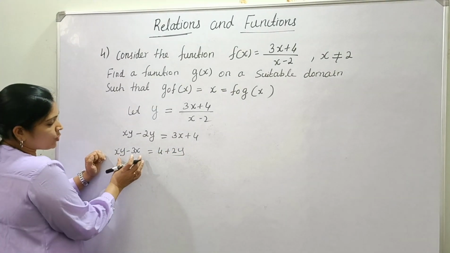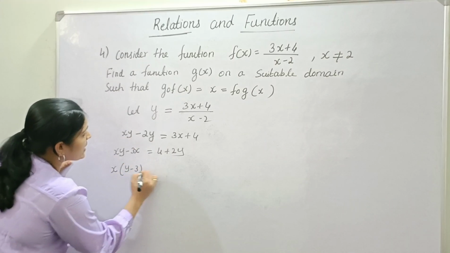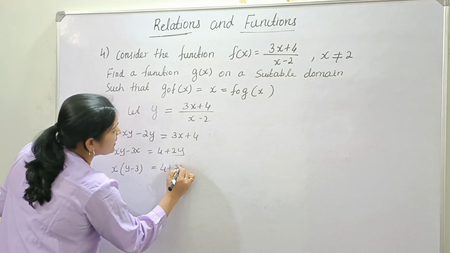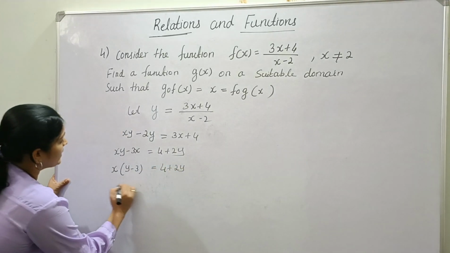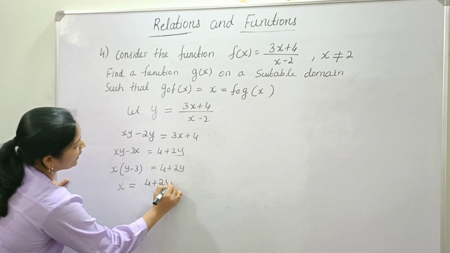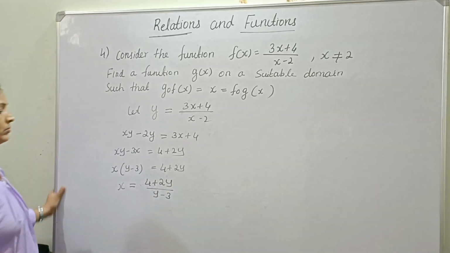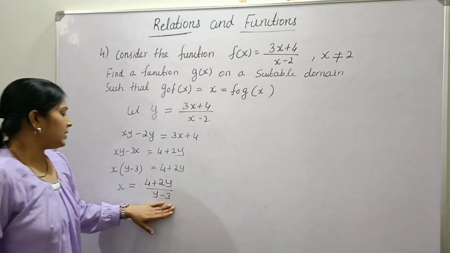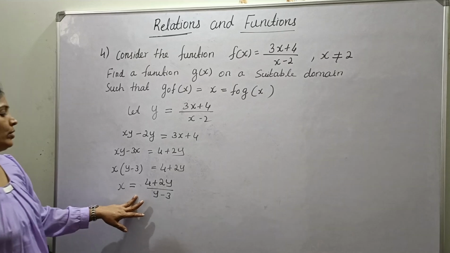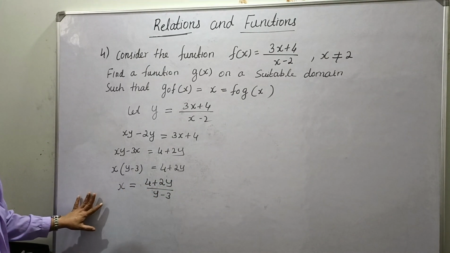And here x is common. Let us take it out. x into y minus 3 is equal to 4 plus 2y. That is x is equal to 4 plus 2y divided by y minus 3. Now here x is equal to 4 plus 2y divided by y minus 3.